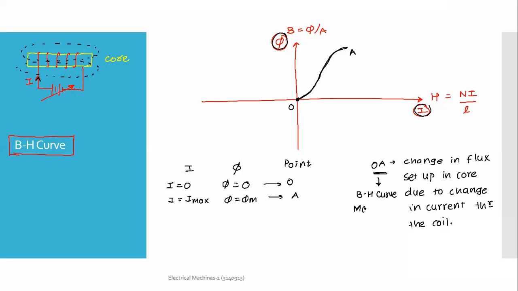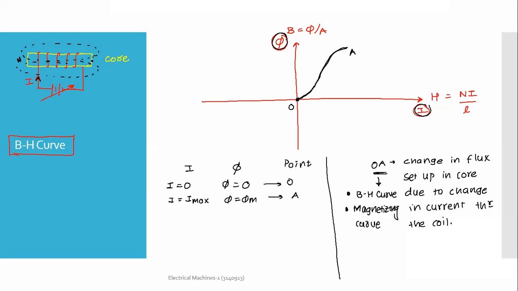Another name is also the magnetizing curve. Okay, so OA is a BH curve or magnetizing curve. Now, hysteresis is slightly different from this, because here we have magnetized the core with flux set up in only one direction. This is due to this.